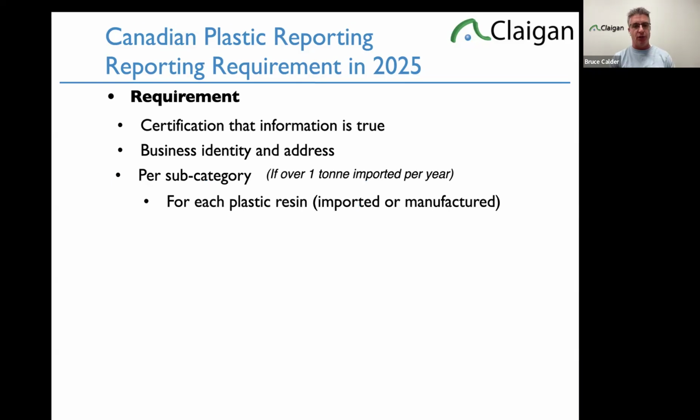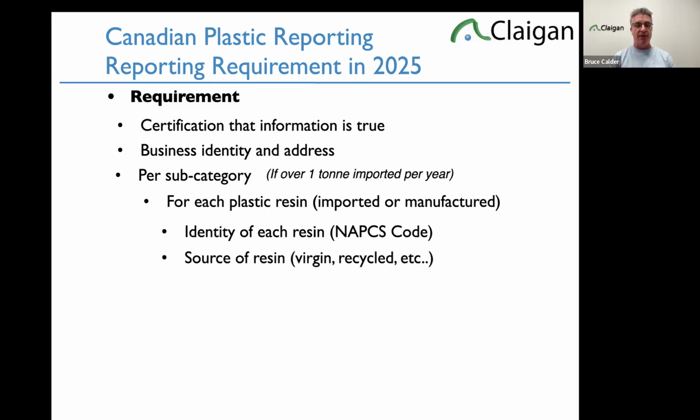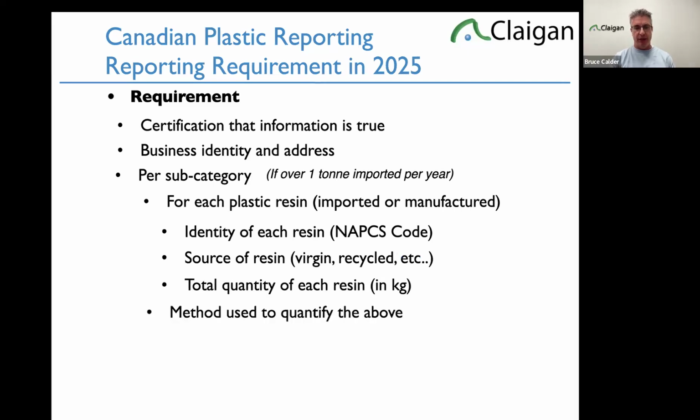But for professional monitoring control, for each plastic in your product, you have to report the identity of each resin using the Canadian specific, unique, unnecessarily complicated NAPCS code. This is a Canada code. It's brand new. Nobody else uses it. It's not the 1, 2, 3, 4, 5, 6, 7 you're used to. Yeah, it's different. Then the source of the resin, whether it's virgin, recycled, etc. Almost all will be virgin. The total quantity of each resin in kilograms, which is the main reporting item, and the method used to quantify the above. We'll talk about method 1 and 2 in this webinar, but I'll show real examples later. So that's the high level.